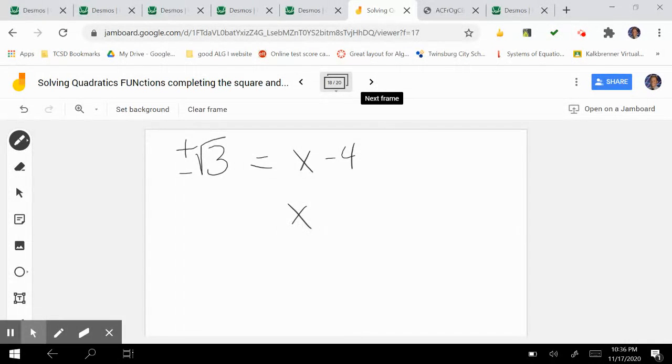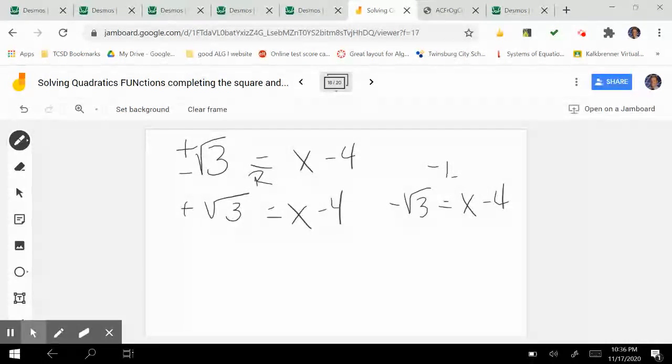I get x minus 4, and then I'm going to make this positive radical 3. And then I'm going to make it negative radical 3 on this side and set it equal to x minus 4. Because remember, I have the left arm and the right arm. This is my left arm because it's the negative one, right? And this is the right arm of the parabola.